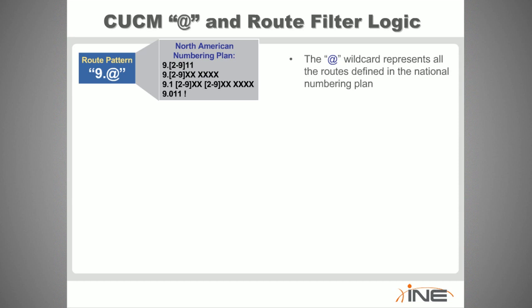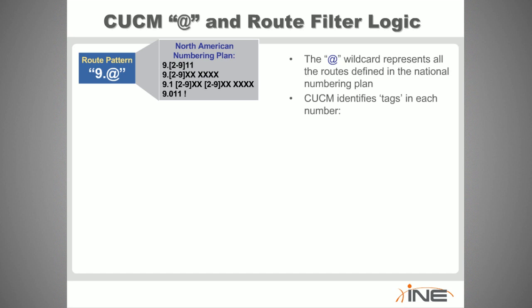Then, looking at the US international, is 9.011. So 011 is the North America PSTN international access code. Okay, much of the EU is 00, and then places like Australia are 0011, and then your country code. Okay, but this indicates international dialing. So CUCM identifies tags in each number.